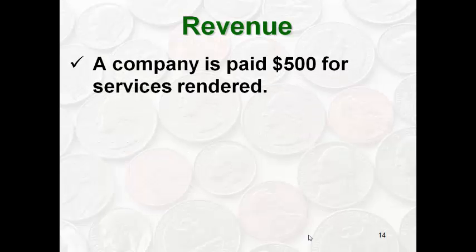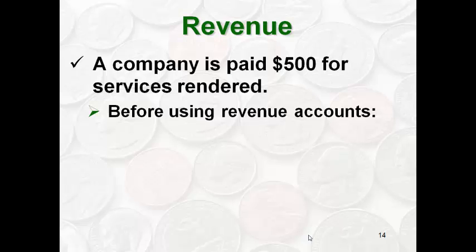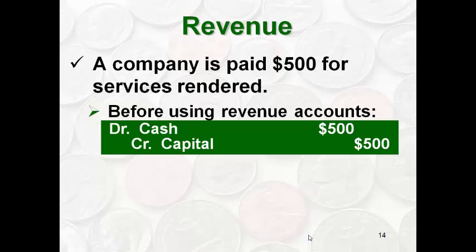A company is paid $500 for services rendered. Here is our example question. A company is paid $500 for services rendered. So we performed a service and they paid us $500. Before using the revenue account, the old way of recording this would have been, we would debit cash, because we received cash for $500, and we would credit capital for $500. Remember, this is the old way of recording before the expanded ledger. We put everything in capital.